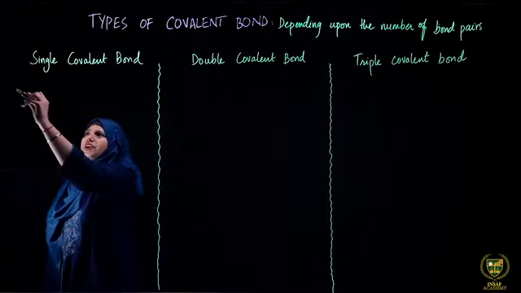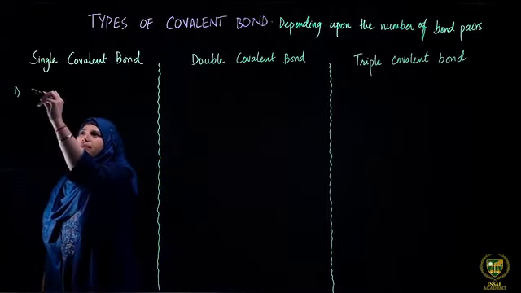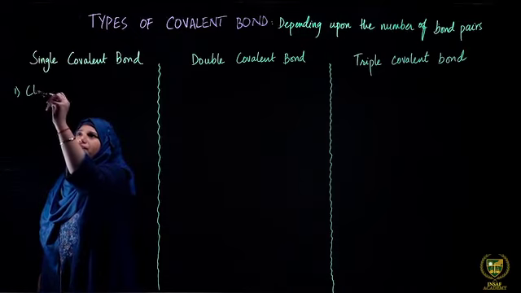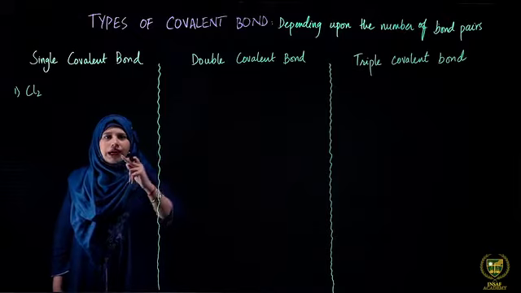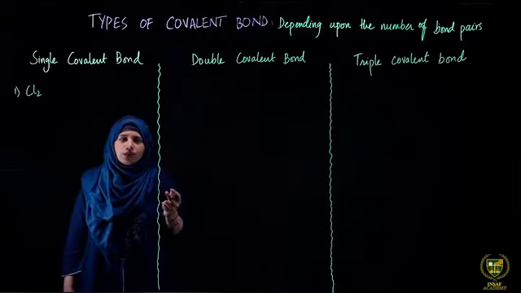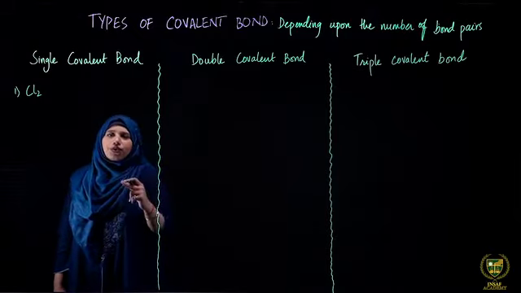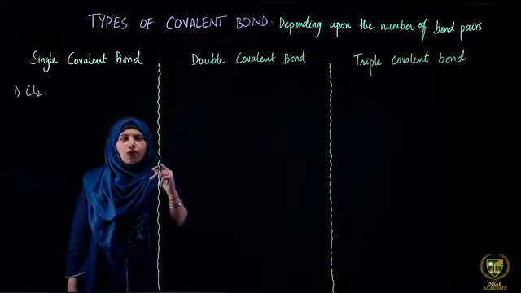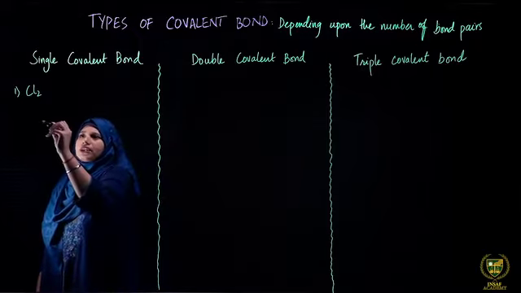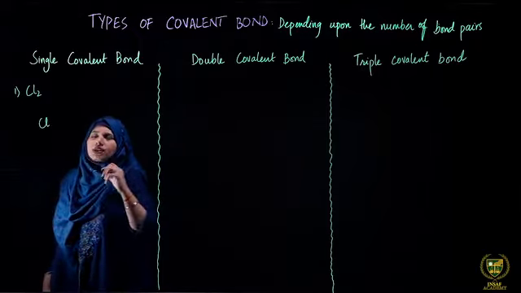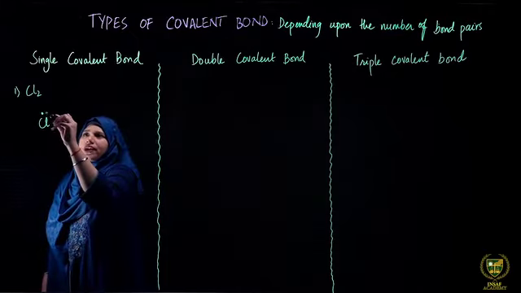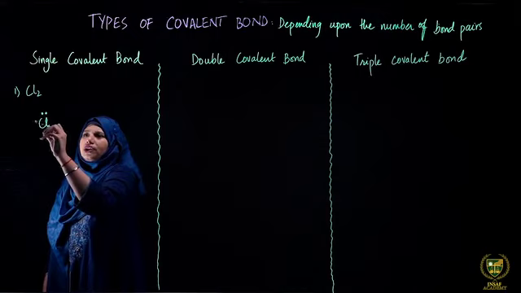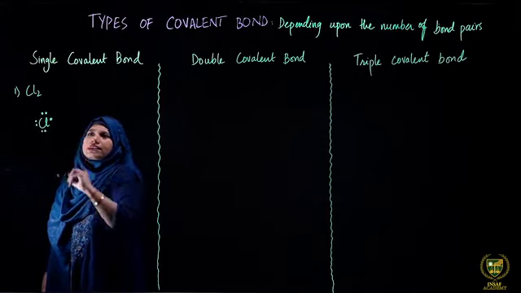For example, if you talk about formation of Cl2, which is a chlorine molecule. When chlorine combines with another chlorine atom, they are going to form a single covalent bond. Let's have a look how. We know that chlorine is having total 17 electrons and 7 electrons in the outermost shell. So if I draw a Lewis structure diagram for chlorine, it would be something like this: 6 and 7.